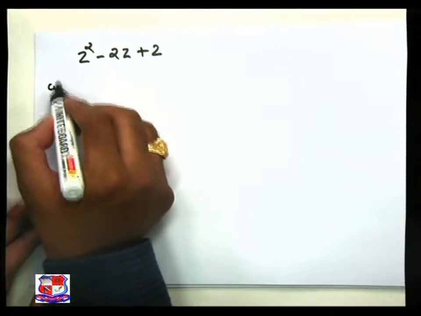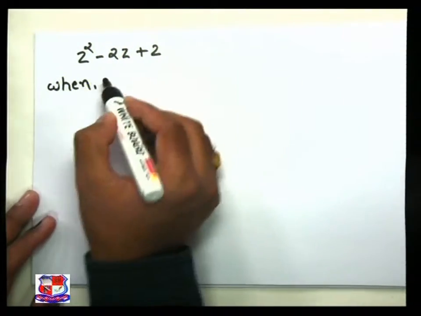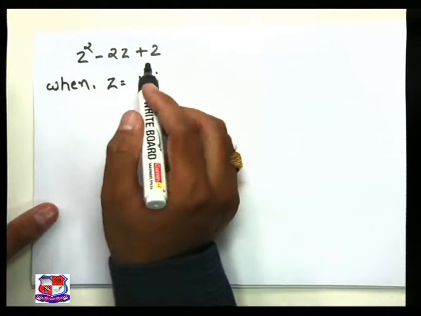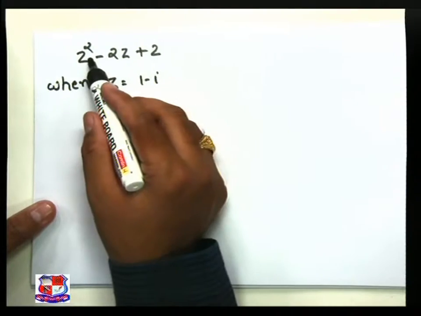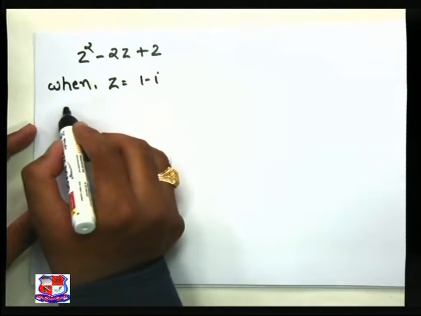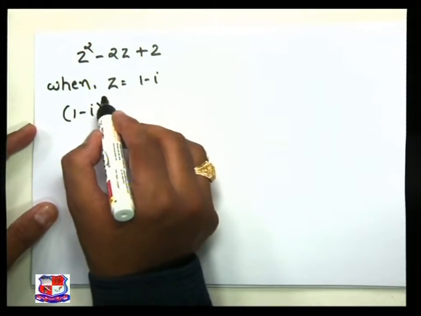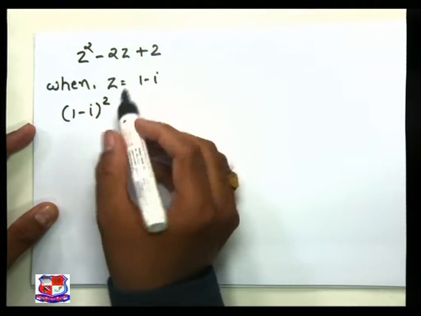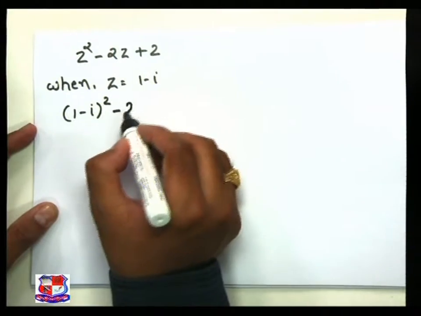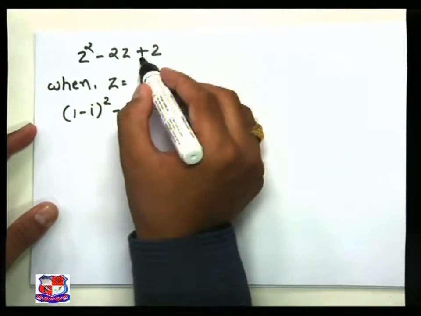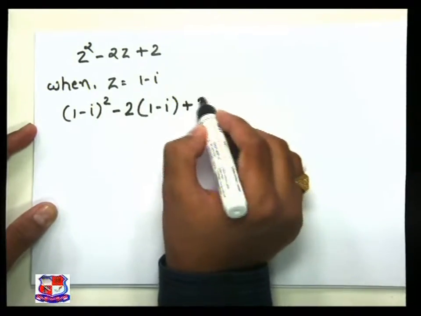Now we want to prove it when z is equal to 1 minus i. So we replace 1 minus i in this equation again. So (1 minus i) square, minus 2 times z, that is (1 minus i), plus 2.